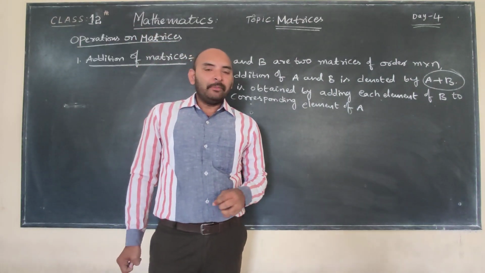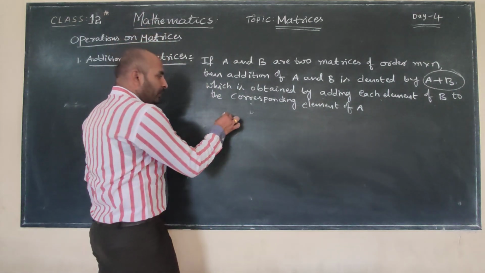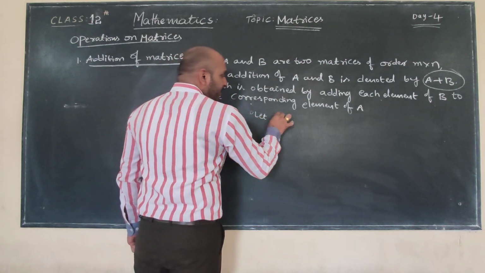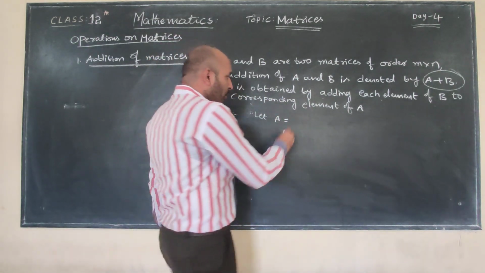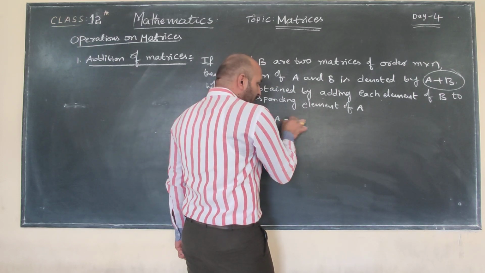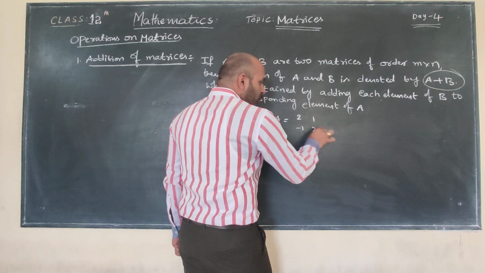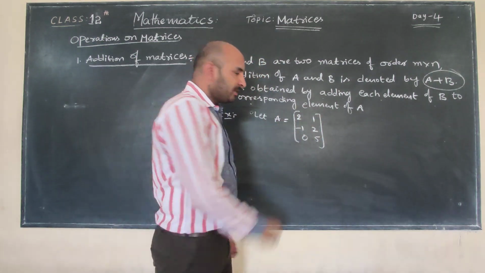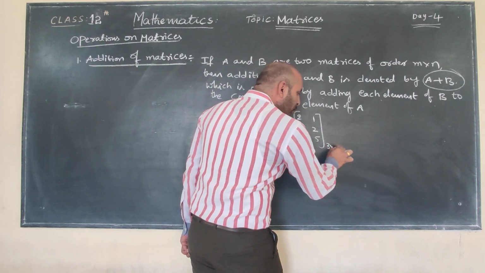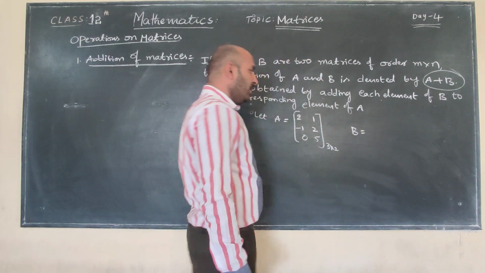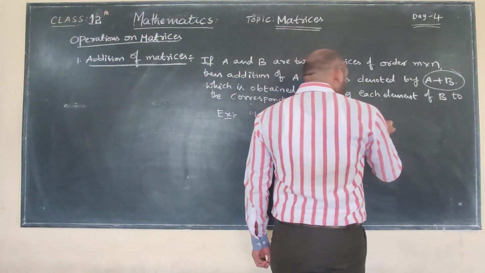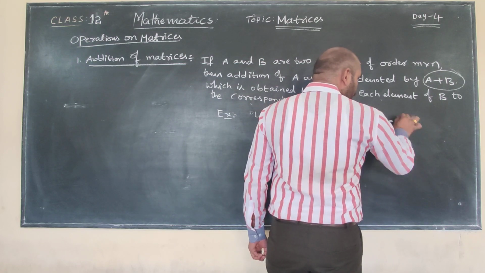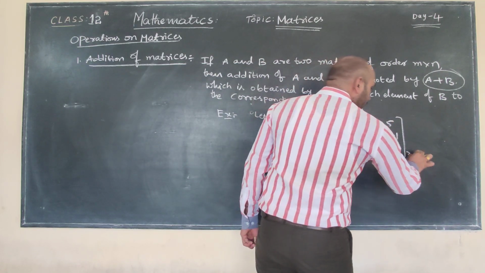Now let us take one example of addition of matrices. Let capital A be equal to, I am taking a different order, 2, 1, minus 1, 2, 0, 5. This order is 3 rows and 2 columns. Let us take the B matrix. B matrix is equal to 4, 5, 2, minus 1, 3, 2. This order is also 3 cross 2.